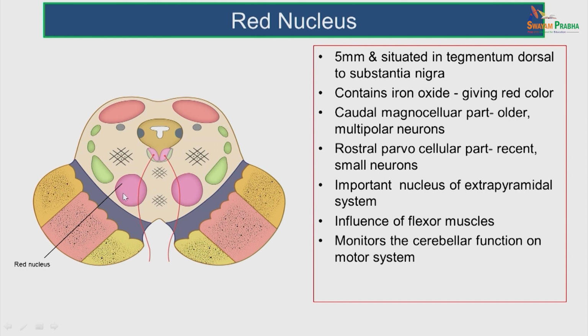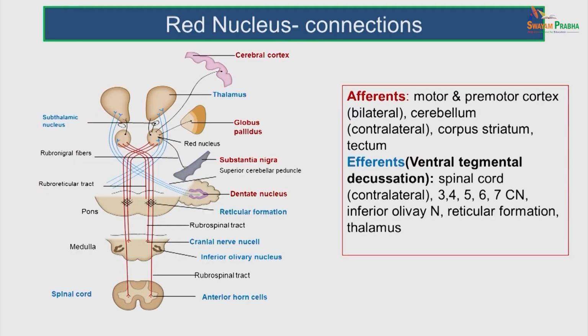It has two parts. One is the caudal part, the magnocellular part, which is phylogenetically older and has multipolar neurons. The superior or rostral part is the parvocellular part, which is more recent in appearance and is made up of small neurons. Why studying this red nucleus is important is that it forms an important nucleus of the extrapyramidal system. It has a main influence on the flexor muscles, and it also monitors the cerebellar function on the motor system.